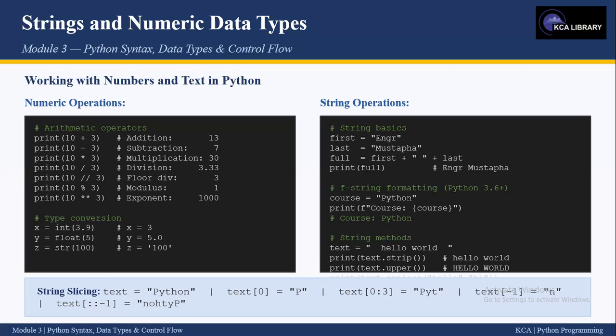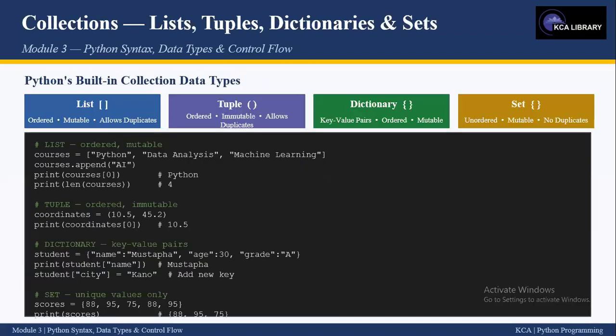F-string formatting, Python 3.6 plus. Print f, cost, Python. String methods: text equals "hello world", print text dot strip, hash hello world, print text dot upper, open and close parentheses, HELLO WORLD. So that's how you can do it.